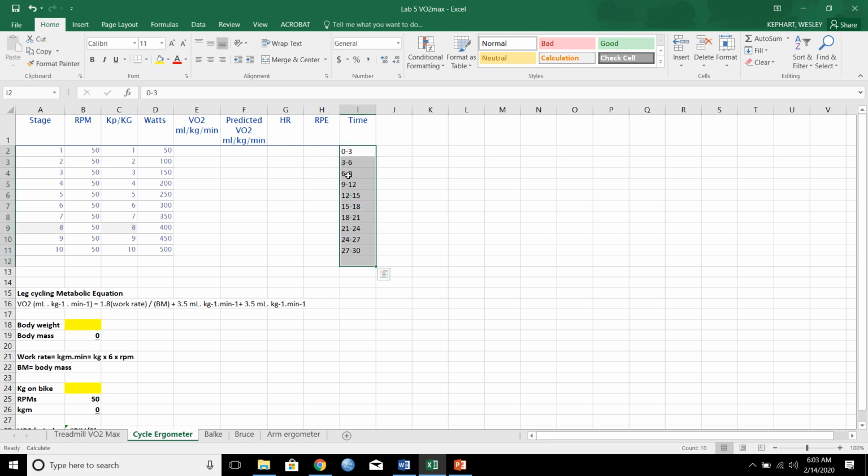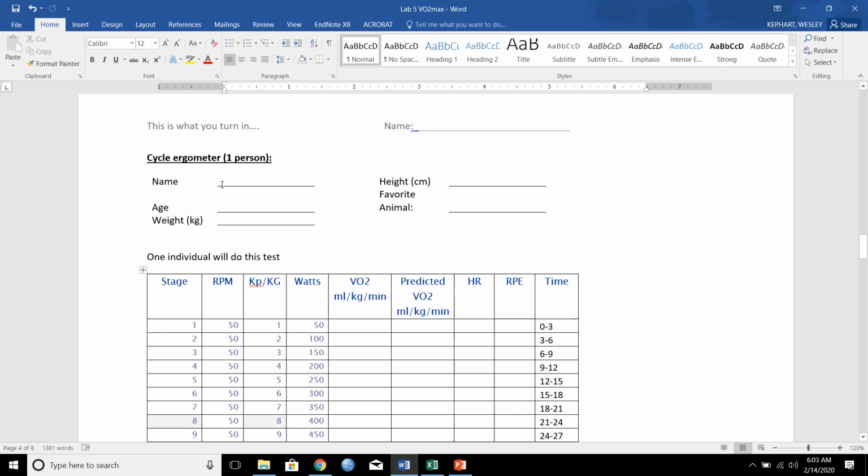0 to 3 minutes, 3 to 6, so on and so forth. One thing to know, I expect nobody to get to a full 30 minutes. So people typically stop somewhere within this region. All right. Next thing, so only one person is going to be doing the cycle ergometer.